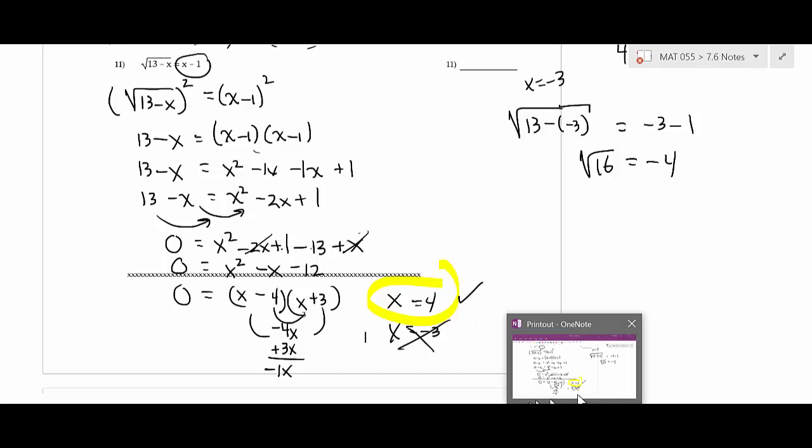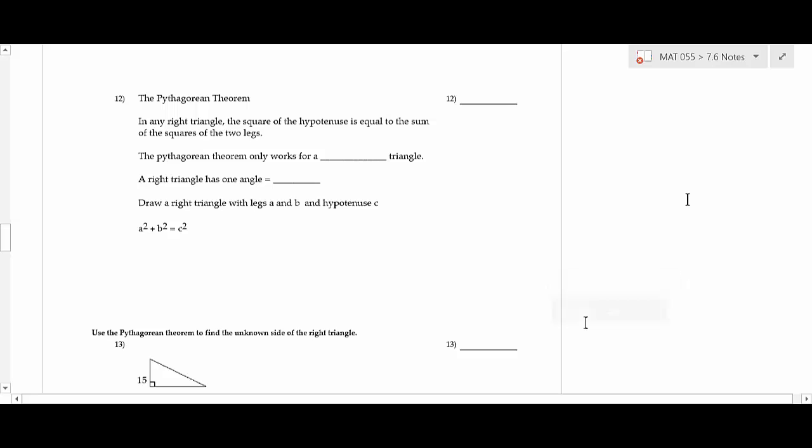Now, we're going to go ahead and break now. So, Pythagorean Theorem, let's go over that. Basically, a lot of times students remember this from their background, so I'm not going to spend a lot of time on it.